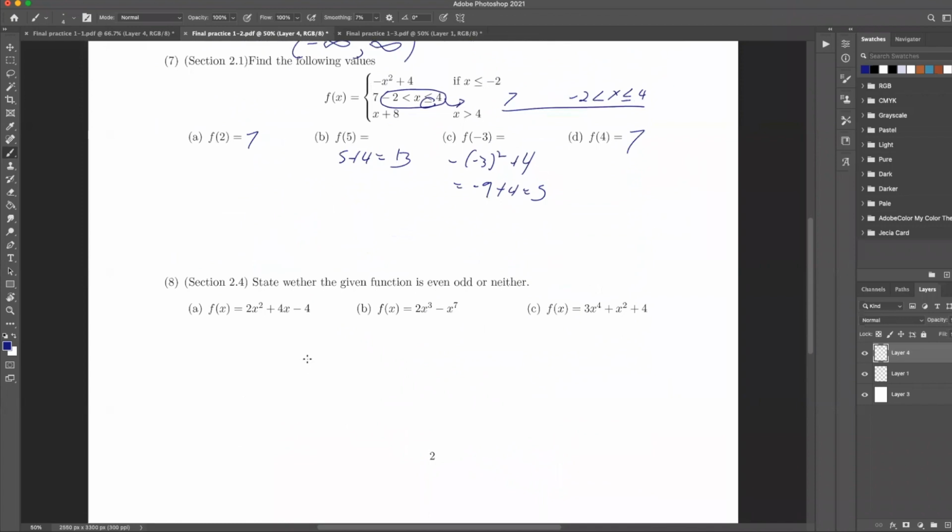All right, so we want to state if it's even, odd, or neither. So let me quickly review what it means to be even, odd, or neither. So if I plug in minus x into f of x, right? If you get back f of x, it's even. If you get back minus f of x, it's odd. And if you get anything else, it's neither.